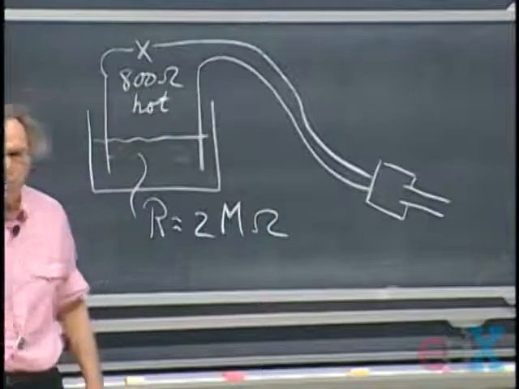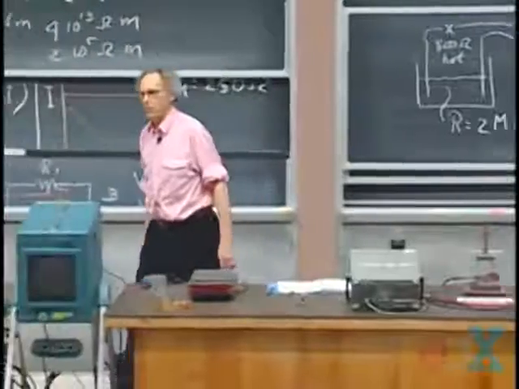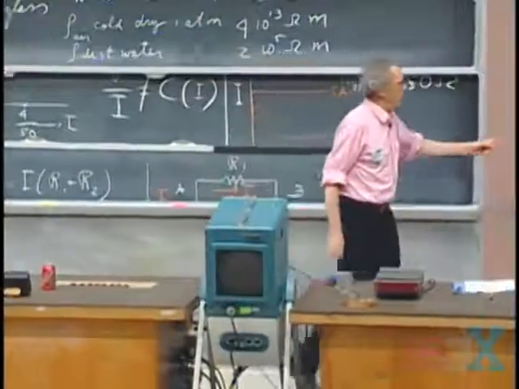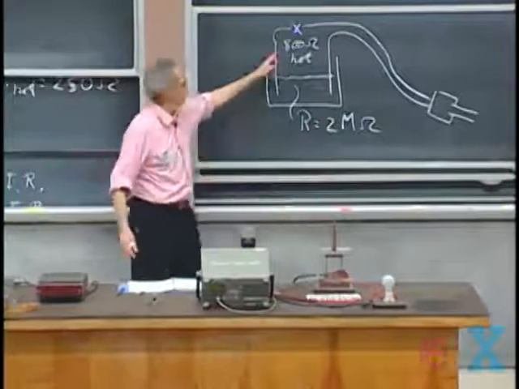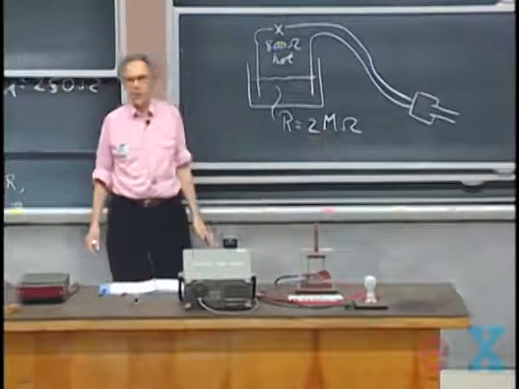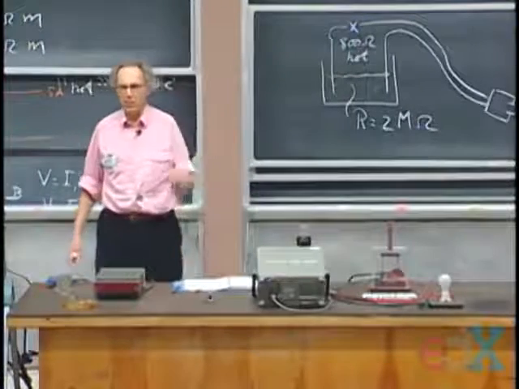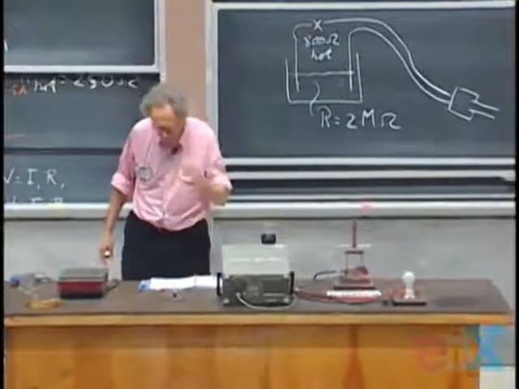2 million ohms. So when I plug this into the wall, the current that will flow is extremely low because it has to go through the 800 ohms and through the 2 mega ohms. So you won't see anything. The light bulb will not show any light.